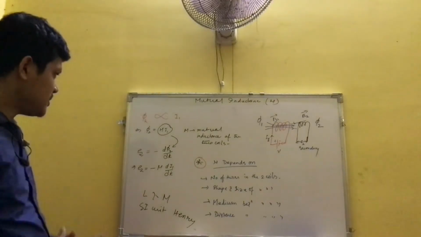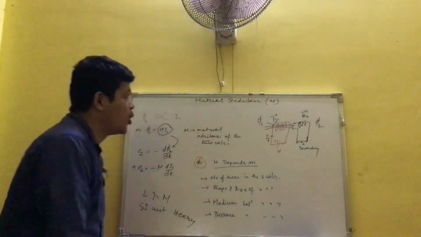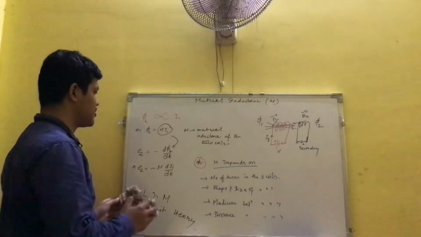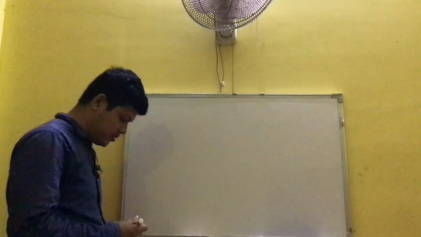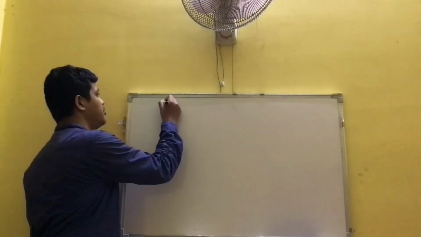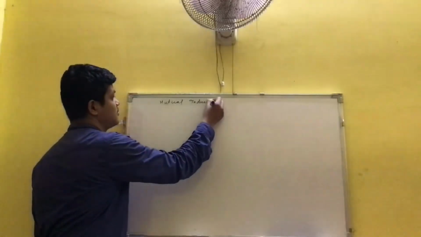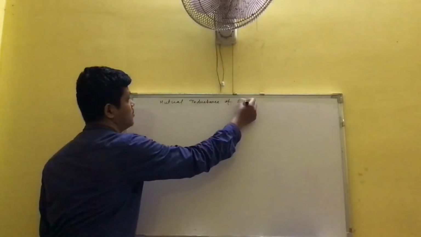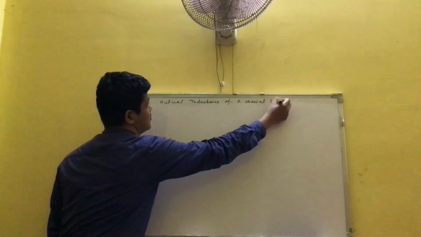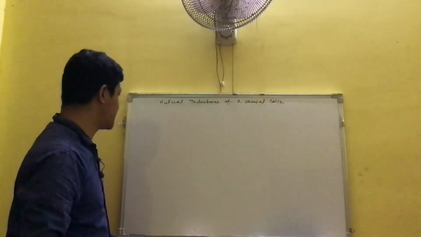Now let us discuss mutual inductance in two coaxial coils, two coaxial solenoids, suppose. So let me clean this. Mutual inductance of two coaxial coils. Right? Now, here you see, suppose we have two coaxial coils.